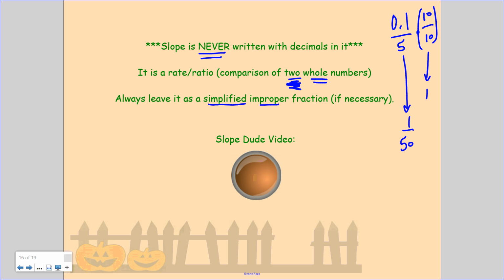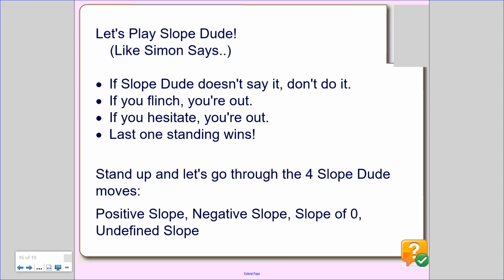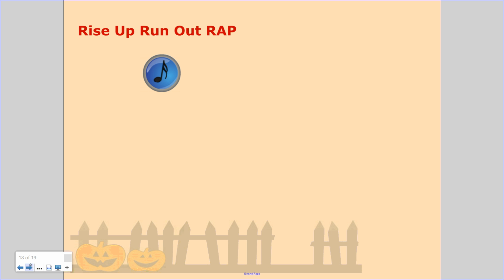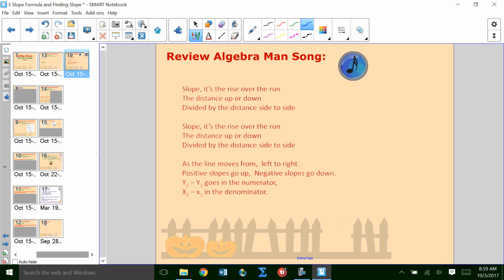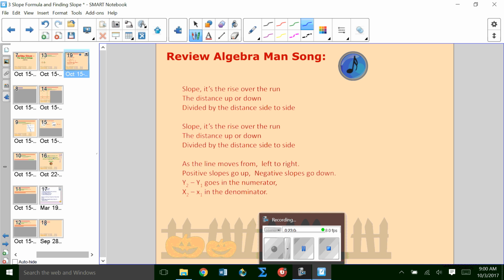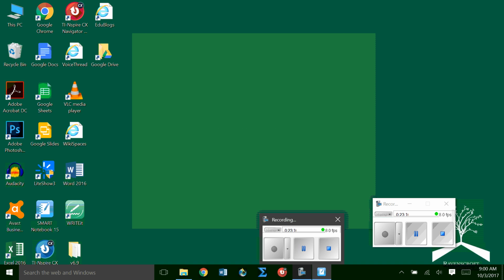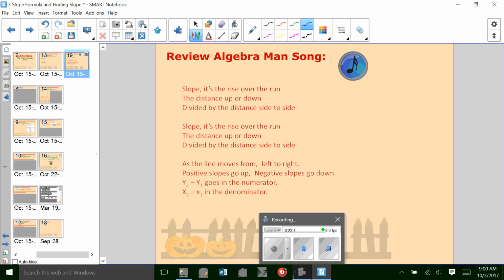If you are in class, we will be watching the Slope Dude video. We also will play a little game, and we have a fun little rap that goes along with slope. And a fun song. So there's lots of little slope activities we'll do in class. However, you now have the tools to be able to calculate a slope from an equation, and that's what we focused on in part 2 of this lesson.